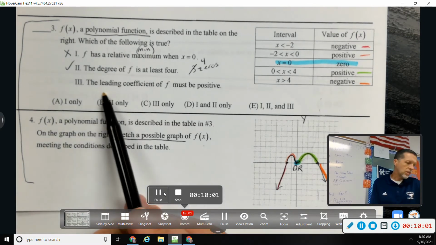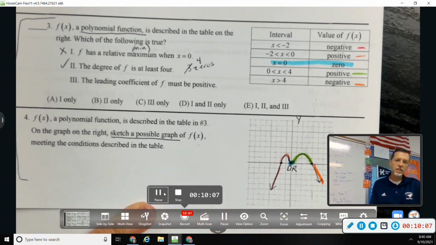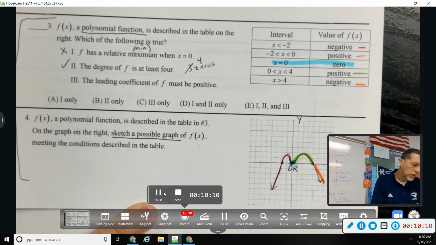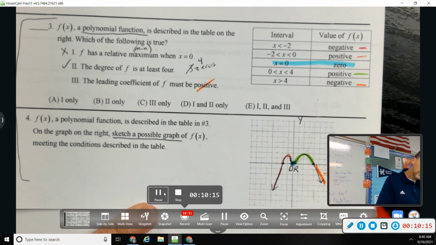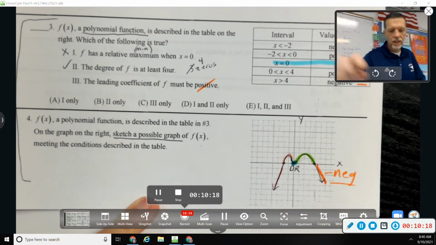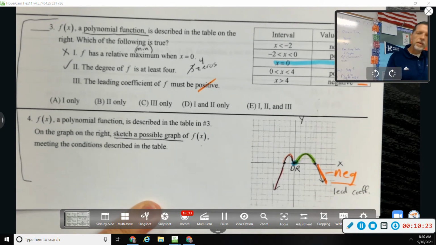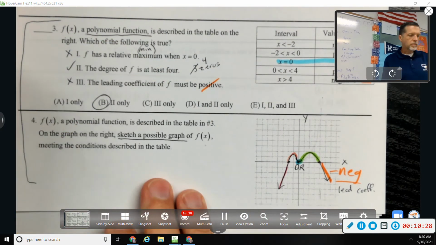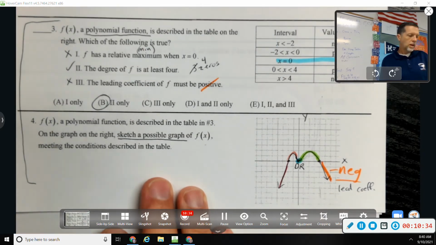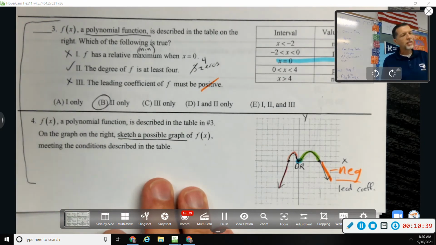How about statement 3? The leading coefficient must be positive. Yes or no? No, because down on the right means a negative lead coefficient. So that looks like 2 only. But again, how are you supposed to answer those without the picture? I'm not sure. So draw the picture first, and then the answers, I think, become a lot easier.